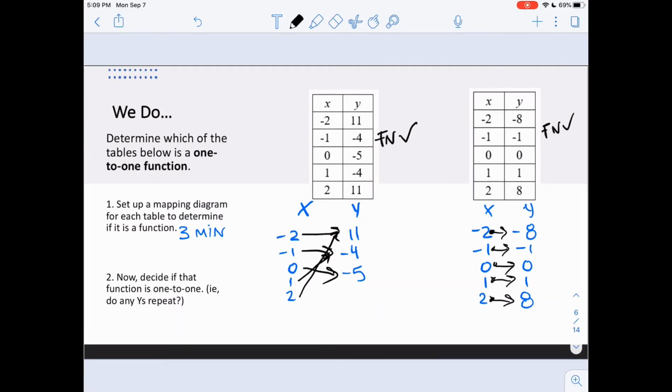Take a minute and think about which of these is one-to-one. Pause the video for 1 minute while you think.